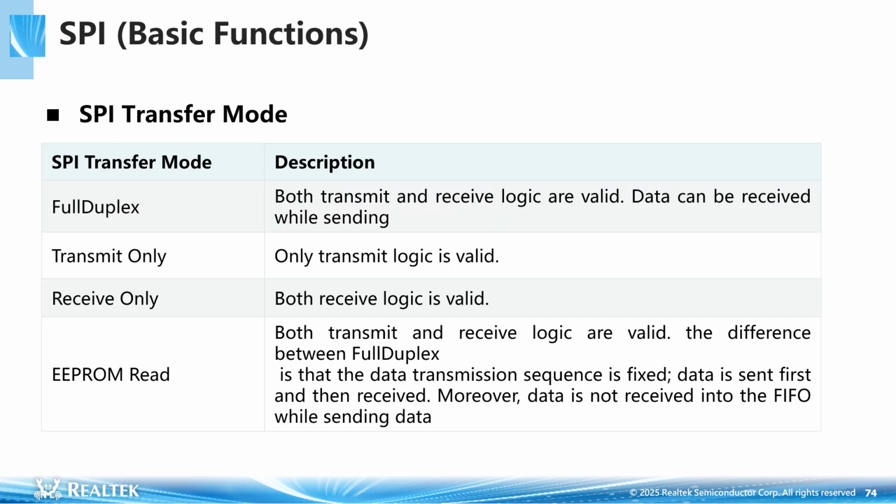SPI supports the following 4 transfer modes. In full duplex mode, SPI allows simultaneous transmission and reception of data. In transmit-only mode, SPI supports only data transmission. Received data is not stored in the FIFO. In receive-only mode, SPI supports only data reception.